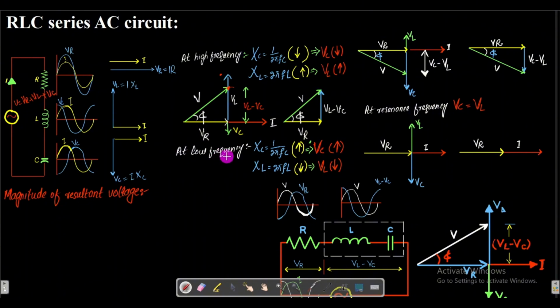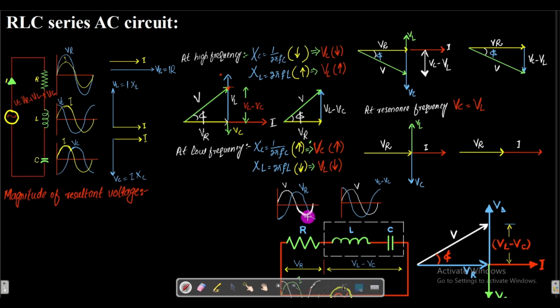Similarly, at low frequency, XC is equal to 1 over 2πfC. So if this f is lesser, then XC will be more, and since XC is directly proportional to VC, the magnitude of this VC will be higher. Similarly, XL is equal to 2πfL. So if this f is low, then XL will be low, and due to which this VL will be less.